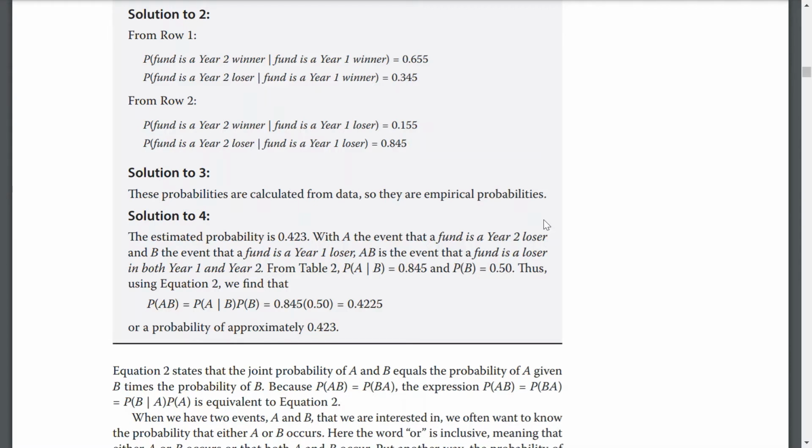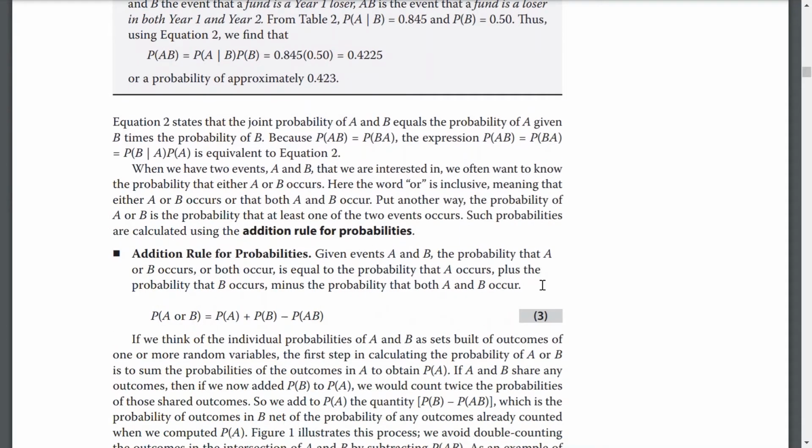Equation 2 states that the joint probability of A and B equals the probability of A given B times the probability of B, because probability A and B is probability B and A. The expression probability A and B equals probability B and A, which is equal to probability B given A multiplied by probability A, is equivalent to equation 2.